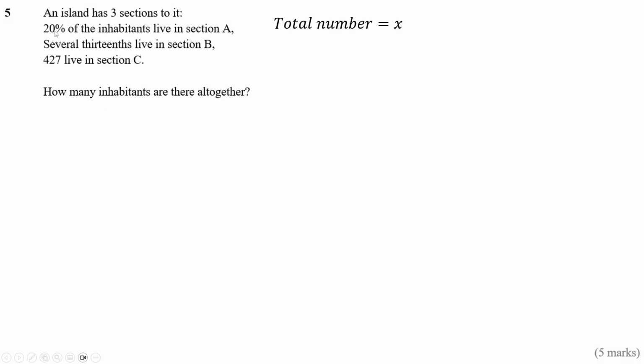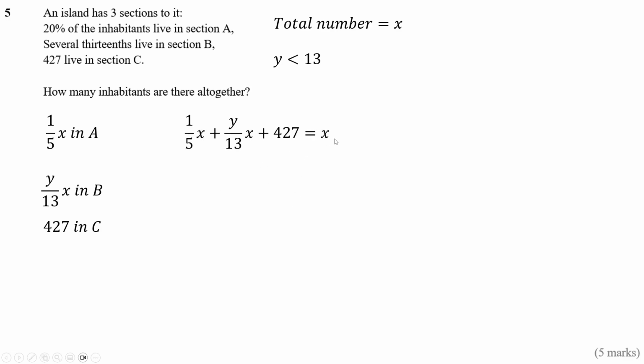So we can say that 20 over 100 x, or 1/5 x, live in A, and then we don't know what this several is, so we'll just call it y. So we have y/13 x in B, and then we have 427 in C. Now, if you sum all of these together, that will equal the total number of people, which we've just said is x, and then we'll rearrange for x to find what it is.